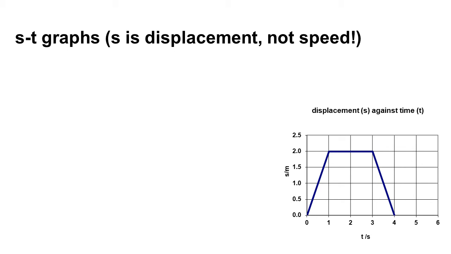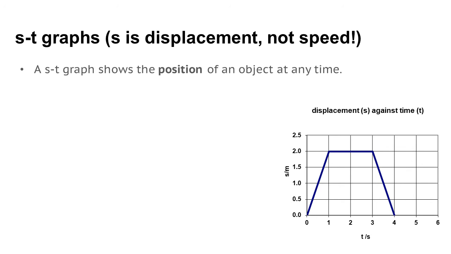So following on from what we've done there, we've learnt that a displacement time graph shows the position of an object at any time. We've also learnt that if we look at the change in displacement, it tells us a little bit about the direction that an object is moving.